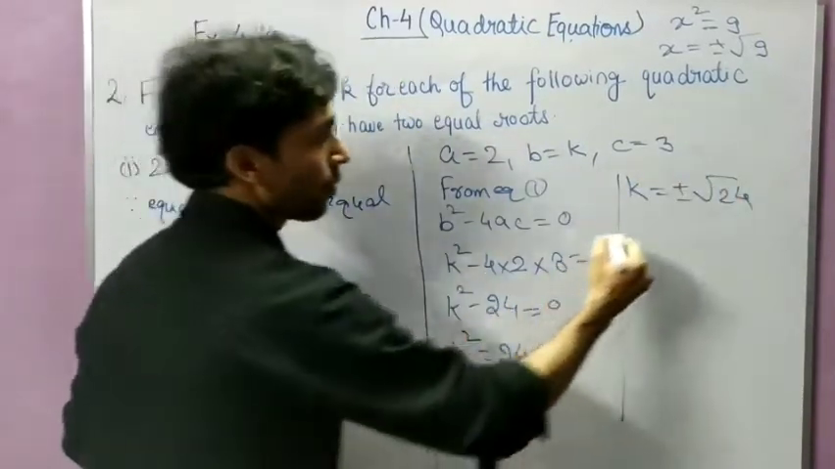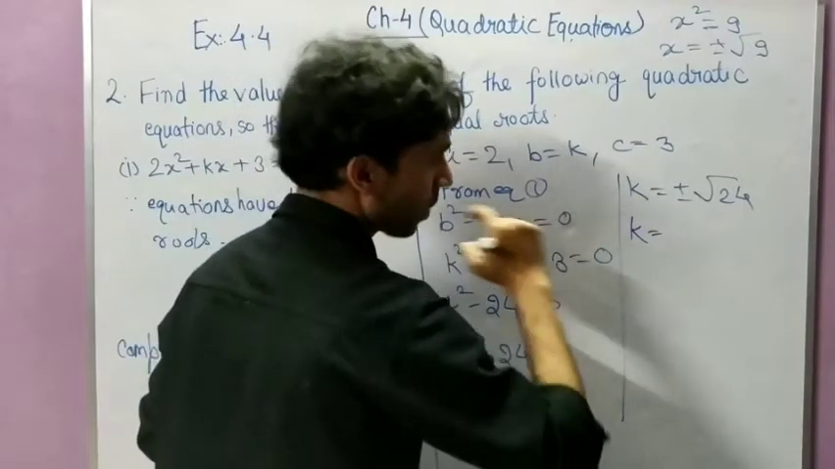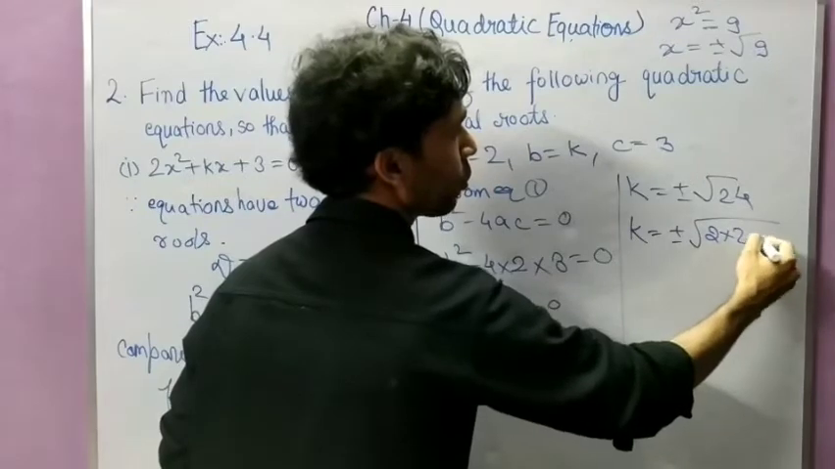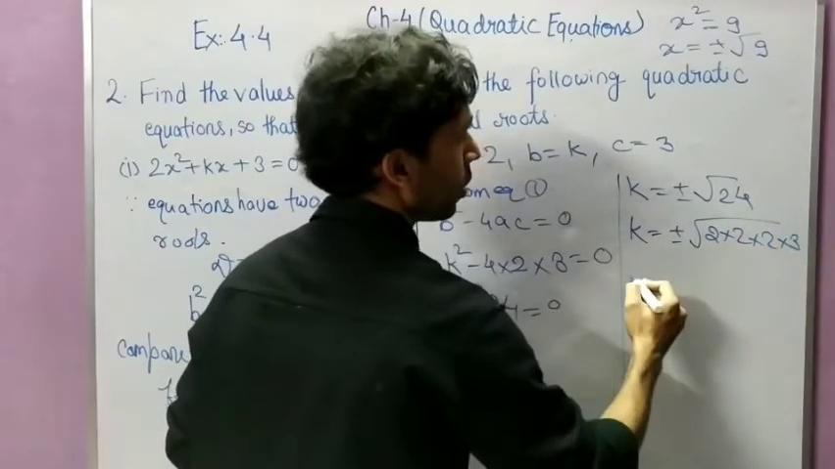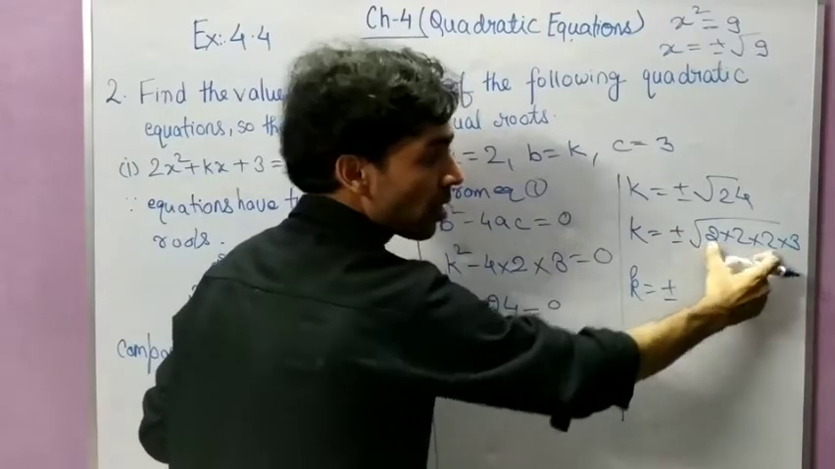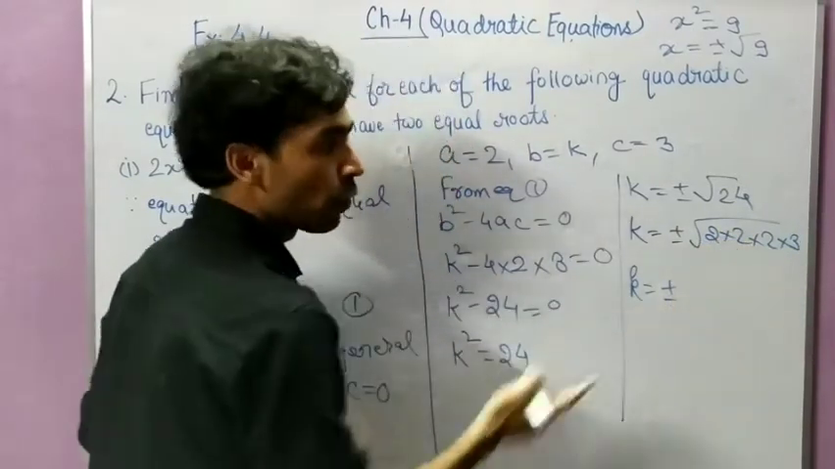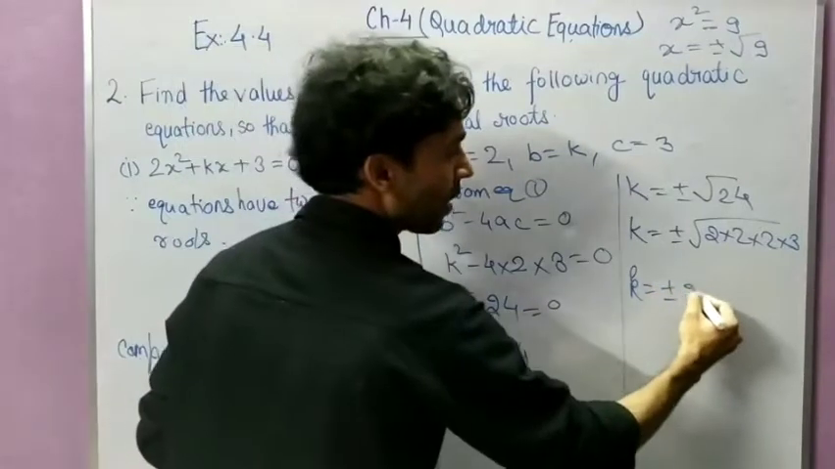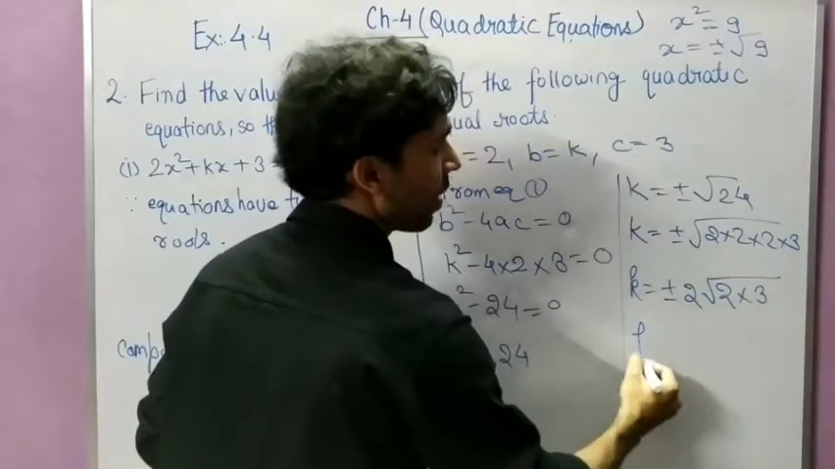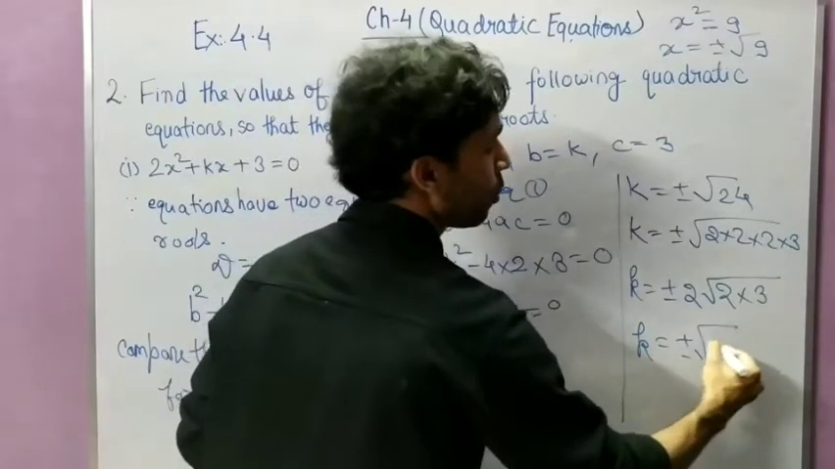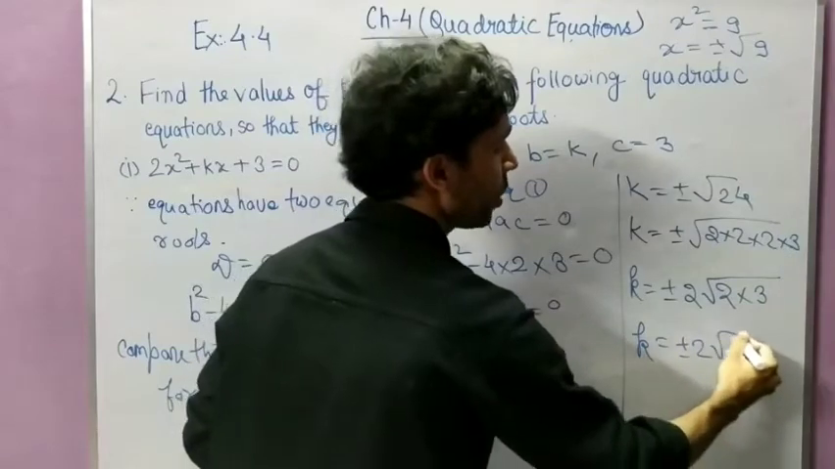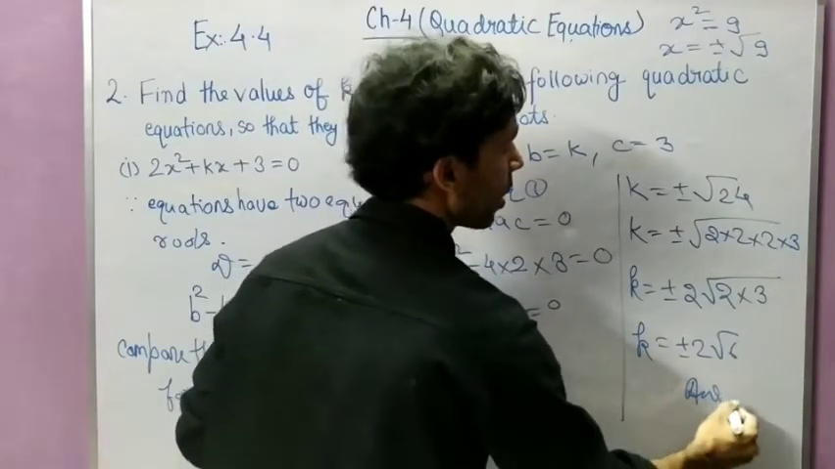Now you can solve it further. When you do prime factorization, it will be 2 into 2 into 2 into 3. So the k value will be plus minus, see, among these numbers one pair of 2 will be formed, so one 2 will come outside. Outside will be 2, and under the root there will be 2 into 3. So the value of k will be plus minus 2 root 6. That will be your answer.